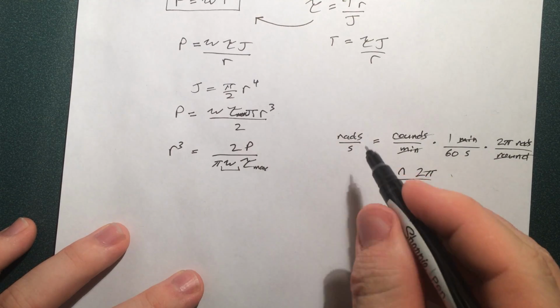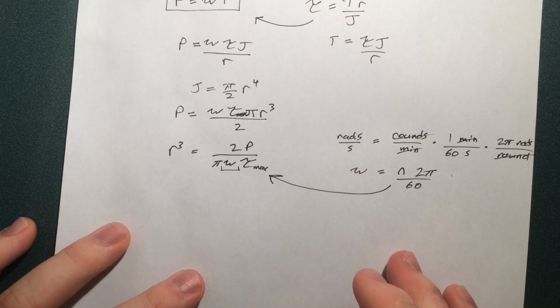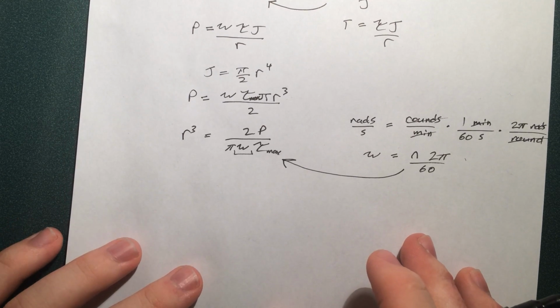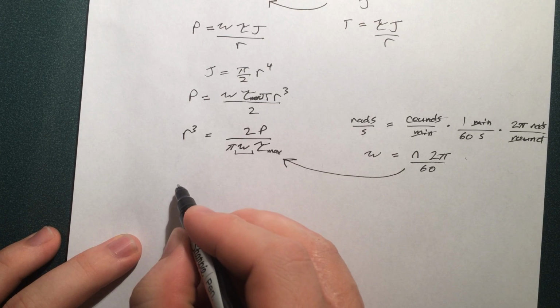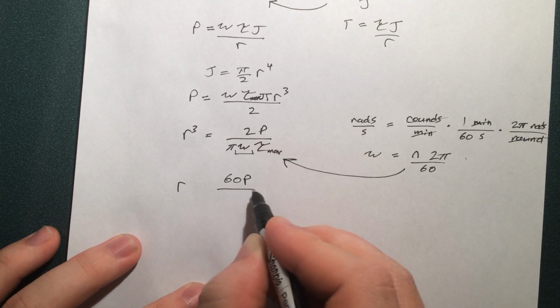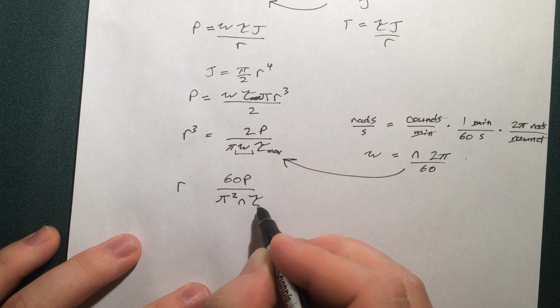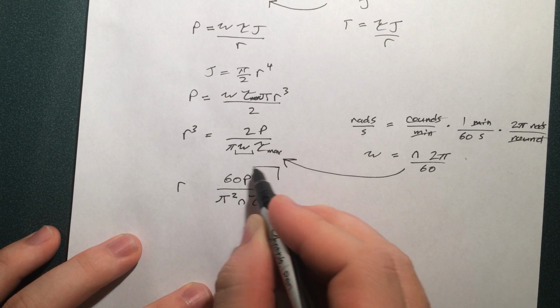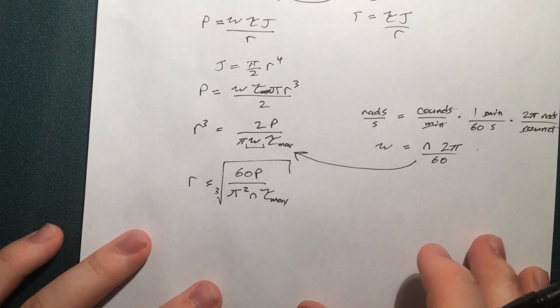Well, that was omega. So taking this, plugging that into here, and then straight away solving for R, we get R equals 60P over pi squared N tau max, and this is a cubic root. So now it's just a matter of plugging in our values.